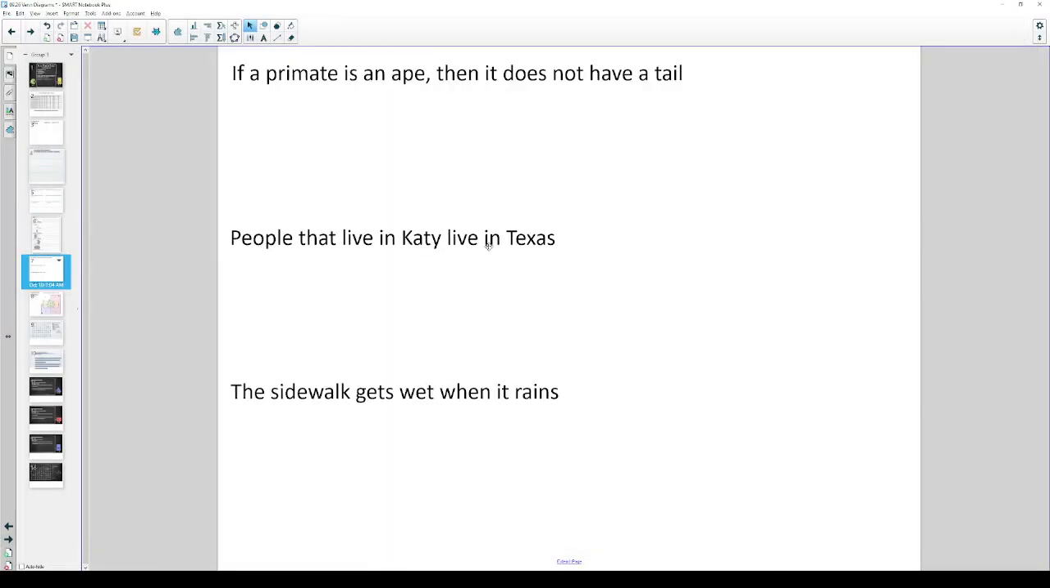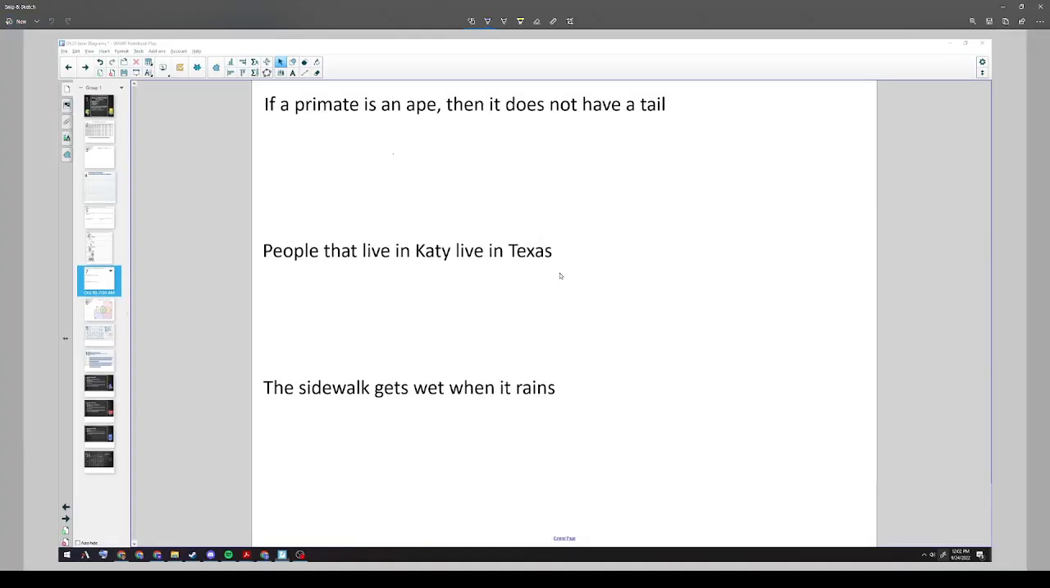Okay, so a couple more examples for conditionals, since all of those were conjunctions and disjunctions. We have, if a primate is an ape, then it does not have a tail. So actually same, that's still a disjunction, right? So we have a primate is an ape. So this is ape. And this is no tail.